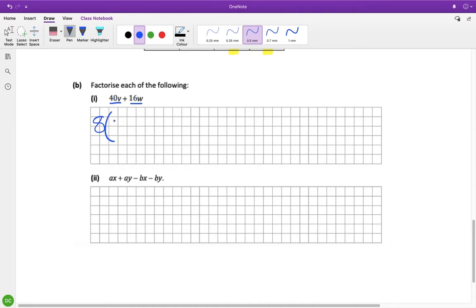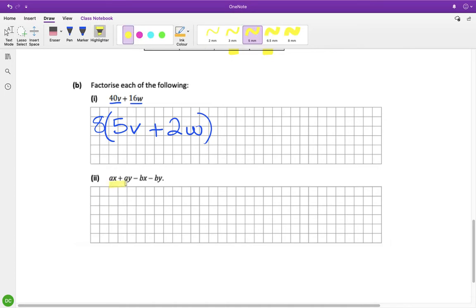So 40 divided by 8 is 5, and the letter is V. Sign is plus. And 16 divided by 8 is 2, and the letter is W. And that's it. And this one is the one where you group them.